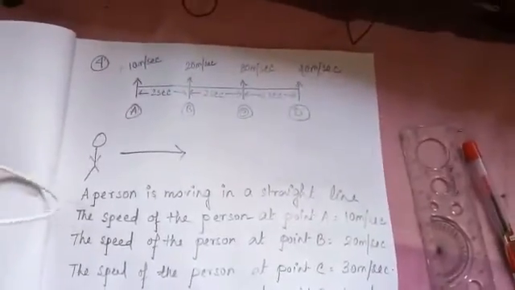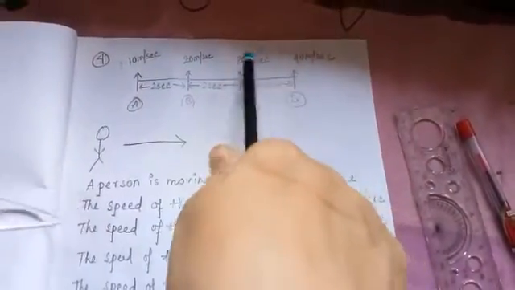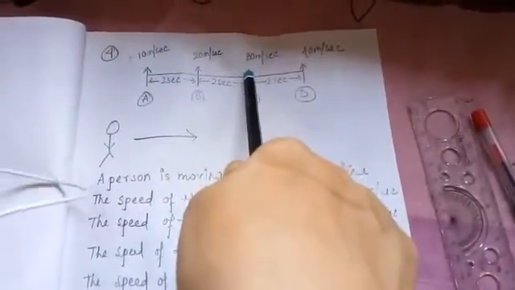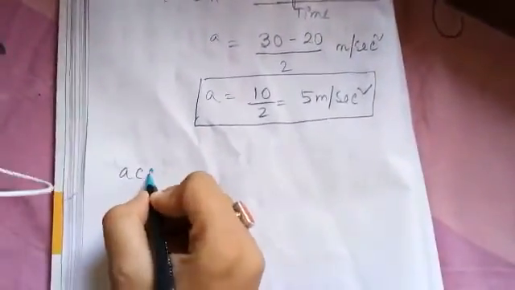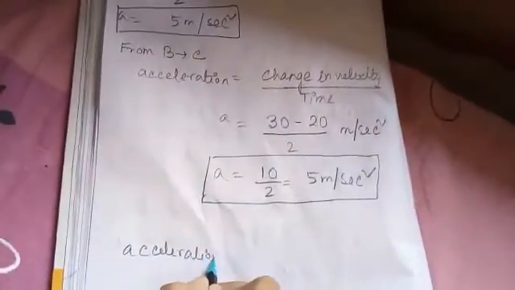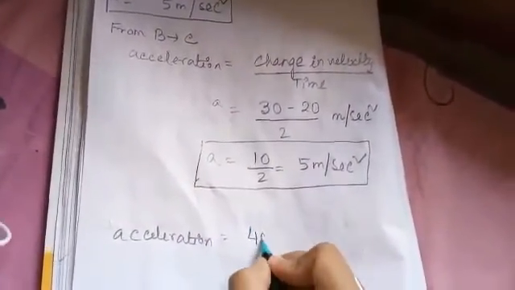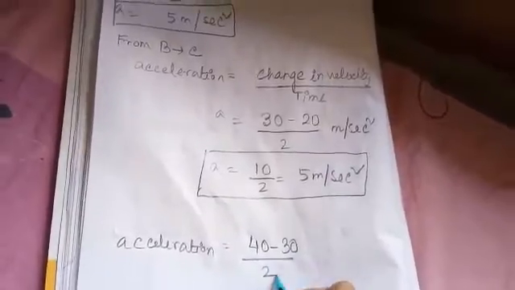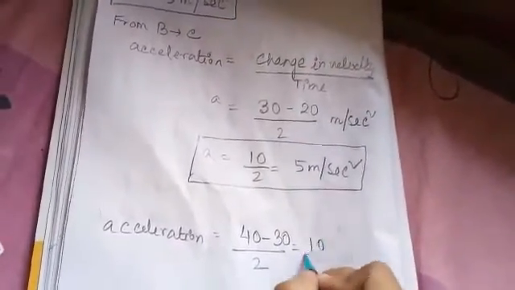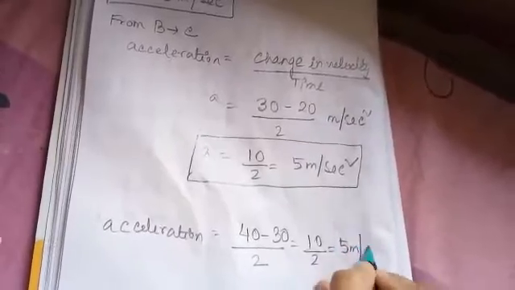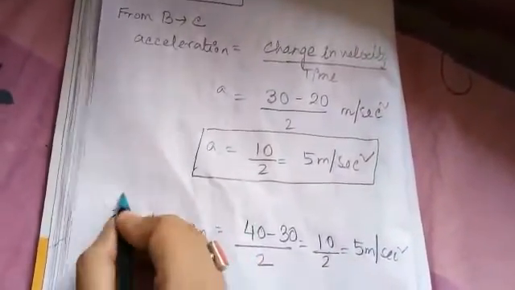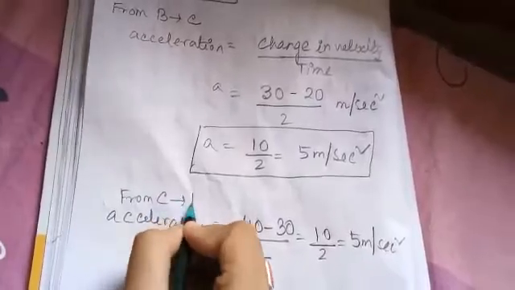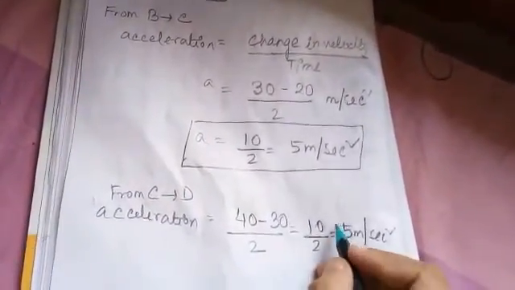Now we come to C to D. What is the velocity difference? Here 30 meters per second becomes 40 meters per second. So the change in velocity is 40 minus 30, which is 10, and the time gap is also 2 seconds. So acceleration is 40 minus 30 by 2, which becomes 10 by 2 equals 5 meters per second square. So from C to D also we see the acceleration is 5 meters per second square.